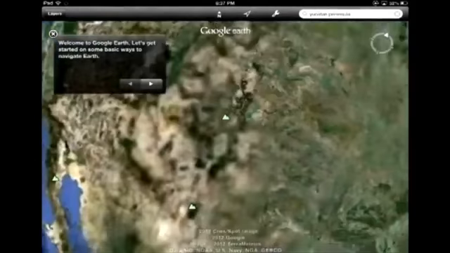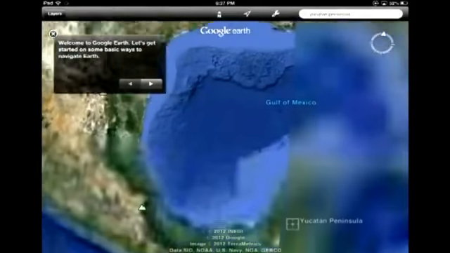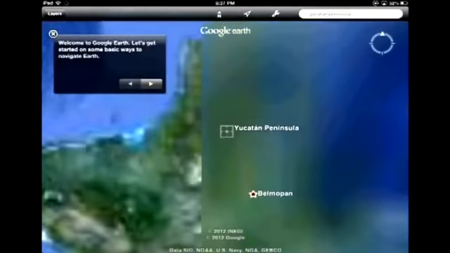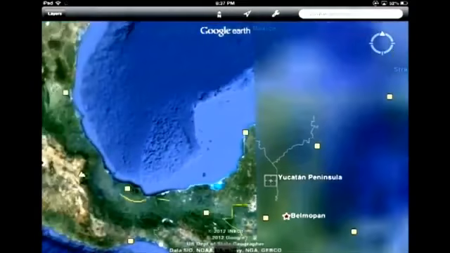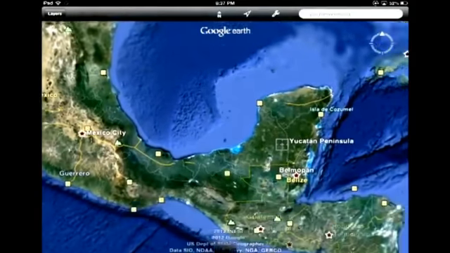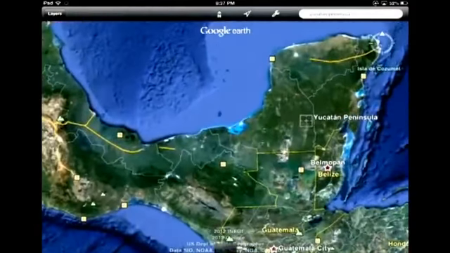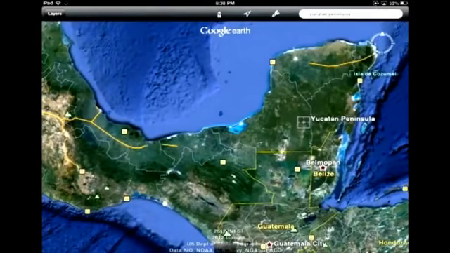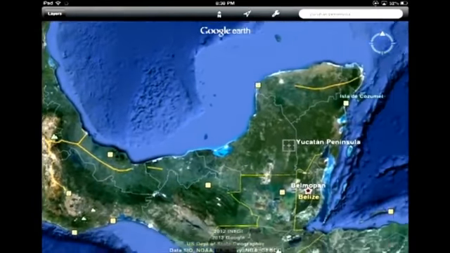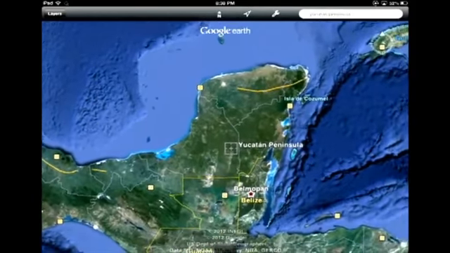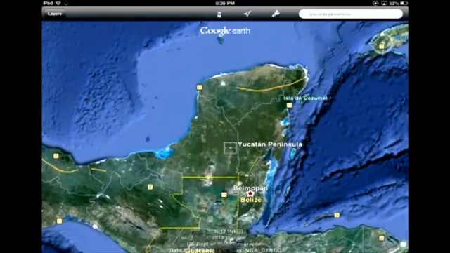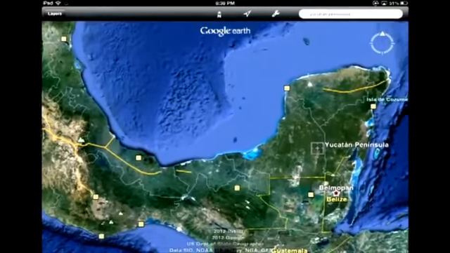Okay, so let's fly over in Google Earth down to Mexico. Here we go. Zooming in. There we go. And I'll just go in manually. So what happened was, this is the Yucatan Peninsula here, and a peninsula is a body of land surrounded by water on three sides. And right down here, I'll zoom in on the region.